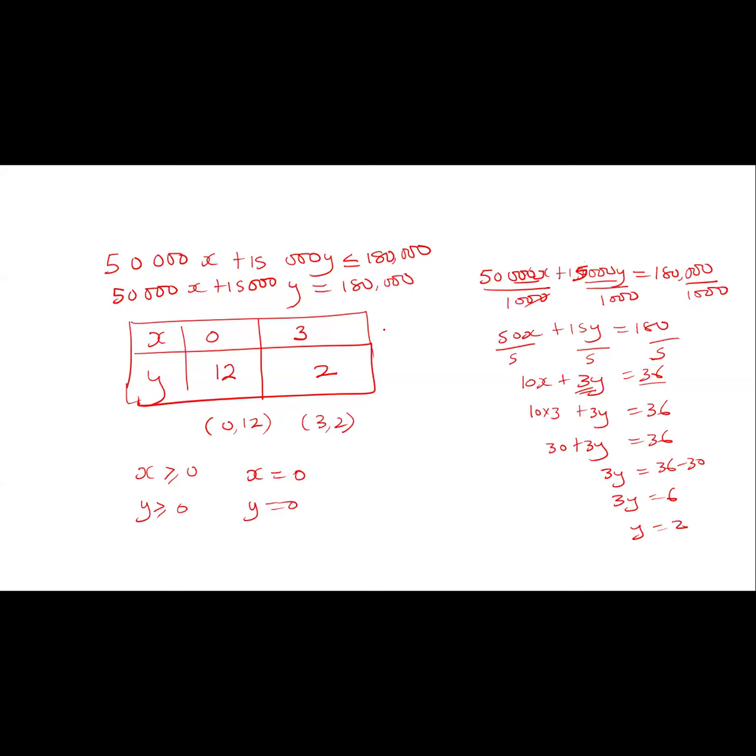So for me, what I was asking, because I didn't understand this part here, whereby you say that 10x plus 3y is equal to 36, then you got 3 and put it here on the x part.